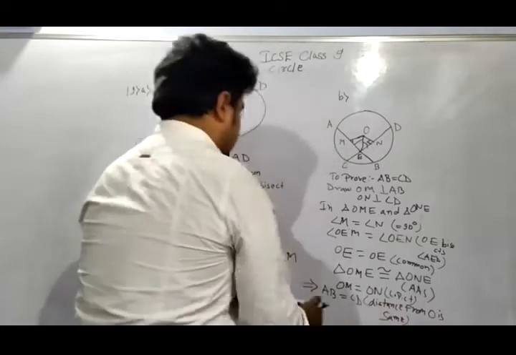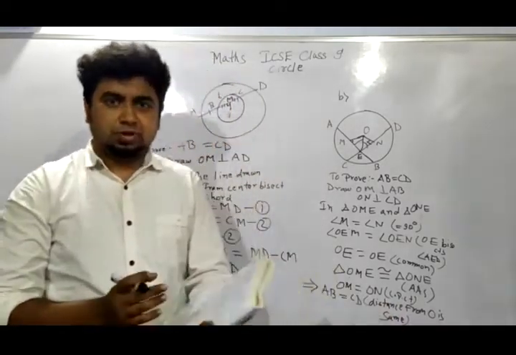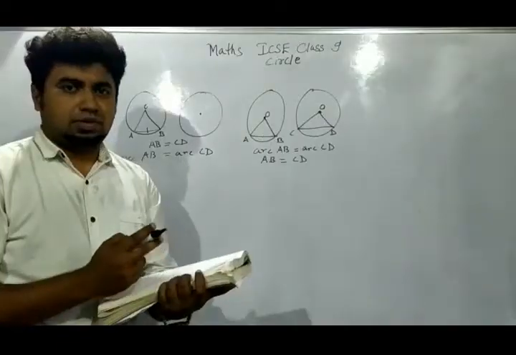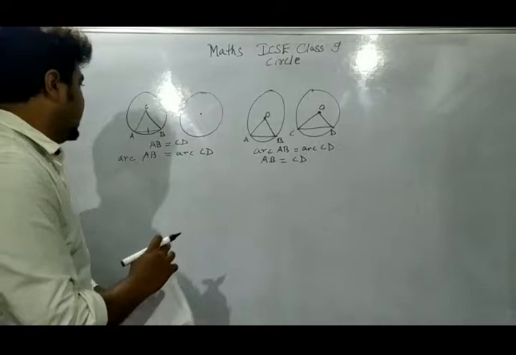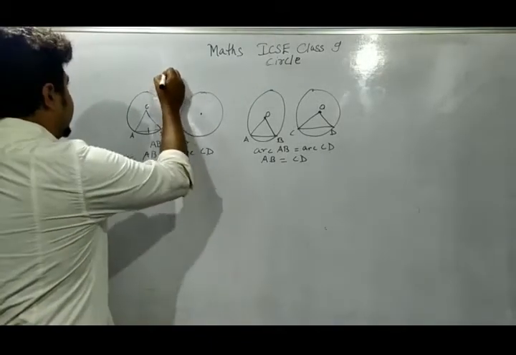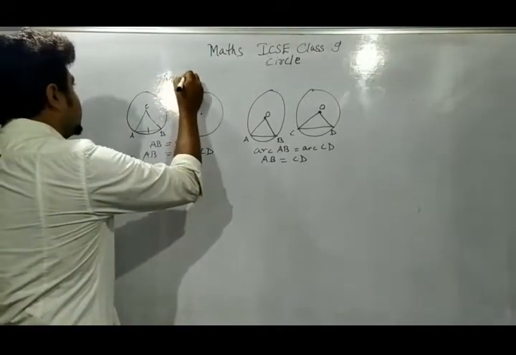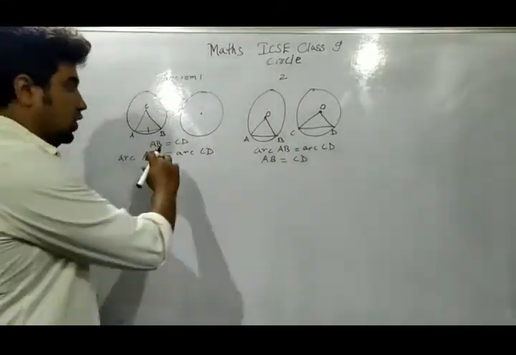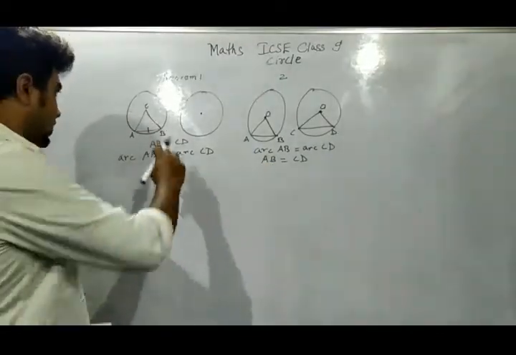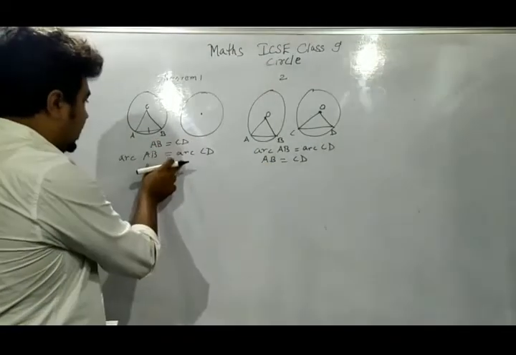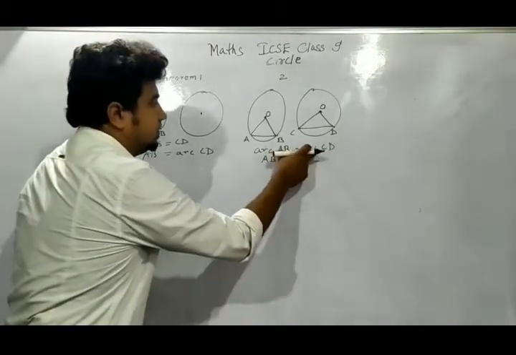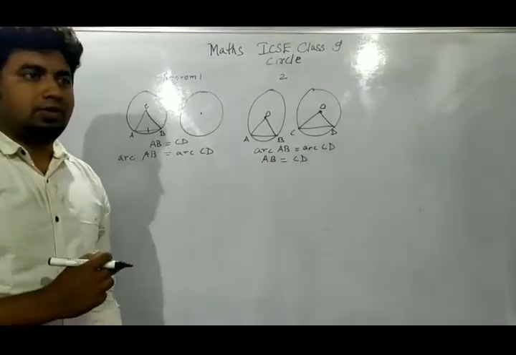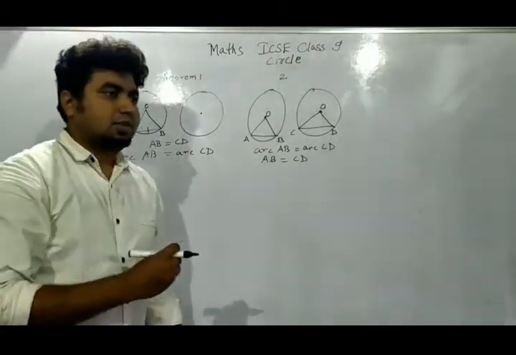So this is question number 19. Now we will be moving to the next question. So we are going to see two theorems. This is theorem 1 and this is theorem 2. And these two are converse of each other. This part is given and this is the proof part. And in this, arc AB is equal to arc CD is given and AB is equal to CD is the proof part. That's why I am calling it the converse theorem.